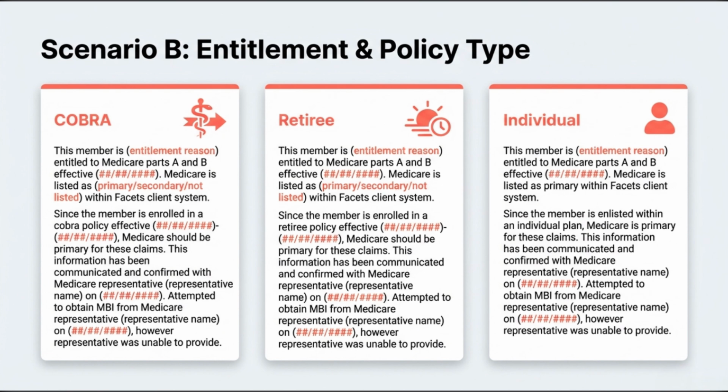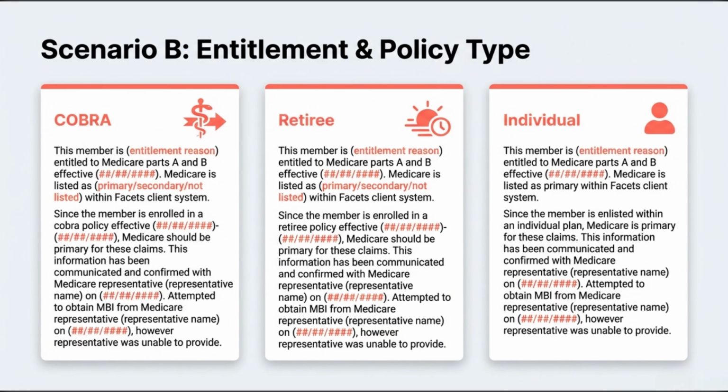Next, we shift to the retiree scenario. This one's a classic. Since the member is enrolled in a retiree policy, Medicare should be primary for these claims. Again, the language guides us perfectly. When someone has officially retired and is Medicare eligible, Medicare typically takes the lead as primary. Their retiree plan then becomes the secondary payer. Are you seeing a pattern emerging?